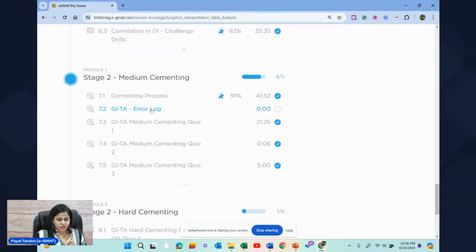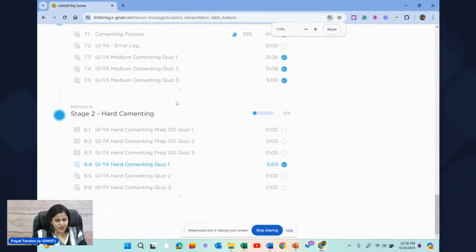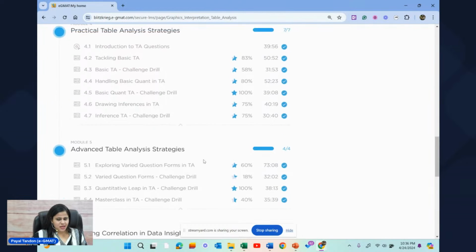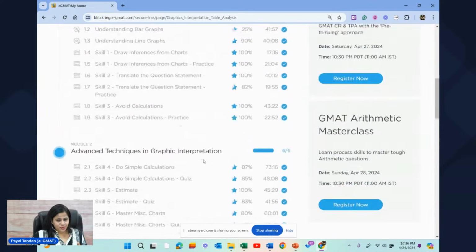That's very important. Okay. And then you do medium cementing over here, and then you practice difficult OG questions in hard cementing, so that you gain that confidence, you get that right kind of practice before you go into hard cementing utilizing Scholarania. Okay, so this is a very brief snapshot of how your GITA course would look like.